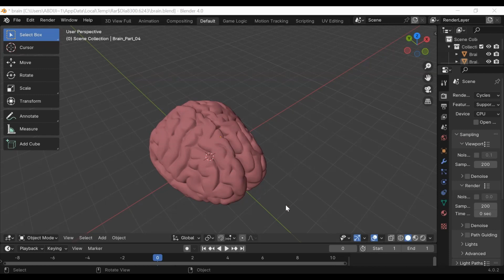Today I need to explain the brain. Here is the design that I did using a software called Blender. It's a free and open source 3D computer graphics software tool set used for creating animated films, visual effects, art, and 3D printed models.